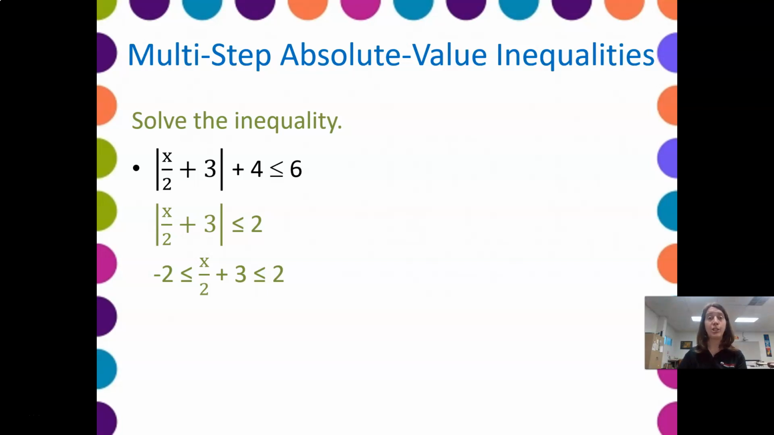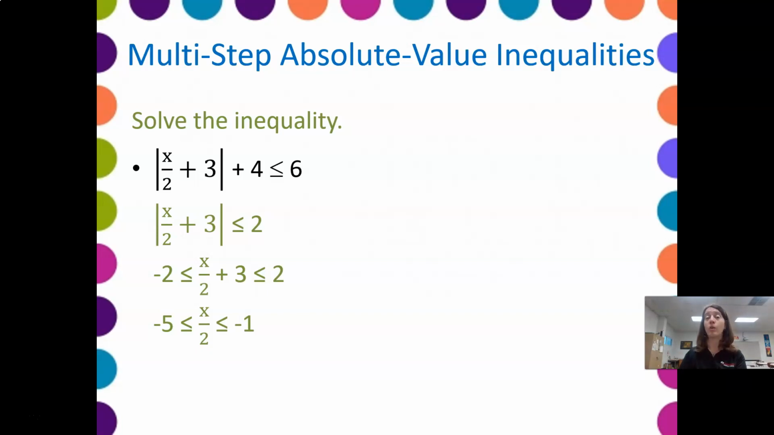Negative 2 minus 3 gave me negative 5. Then I still have my less than or equal to and the x over 2. Less than or equal to, and on the right side, 2 minus 3 gave me negative 1. One more step to get the x all by itself. How do we get rid of that over 2? We're going to multiply by 2.